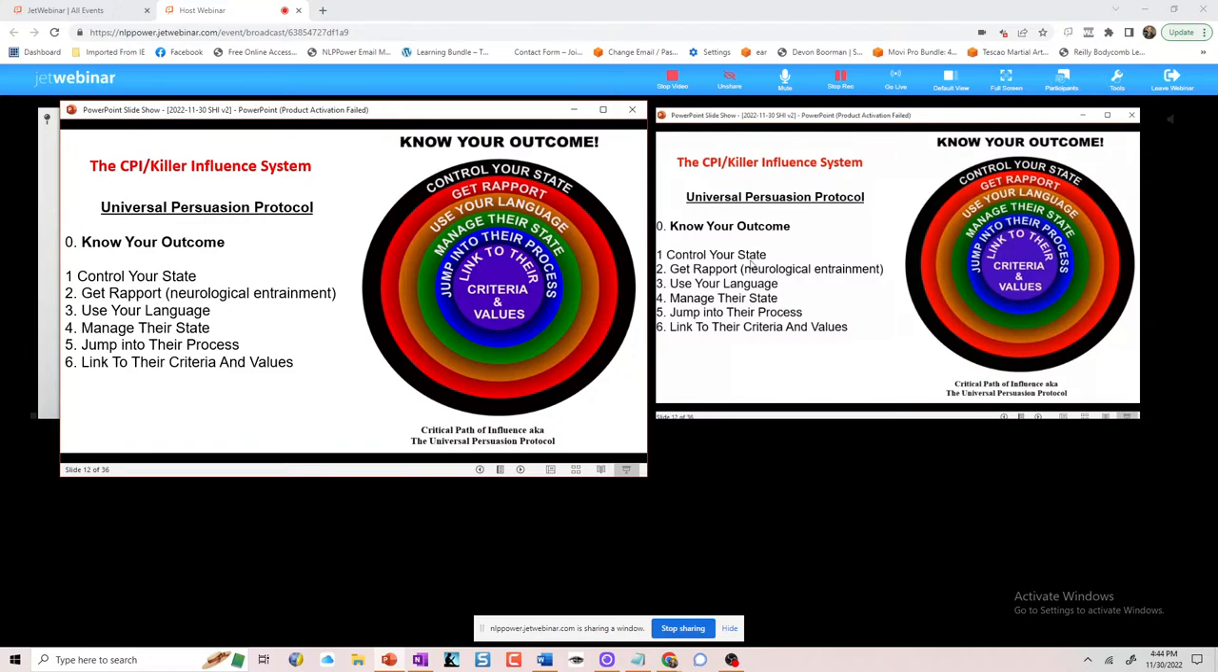Know your outcome. Control your state. Get rapport. Use your language. Manage the state of the subject. Jump into their process. Link to their criterion values.